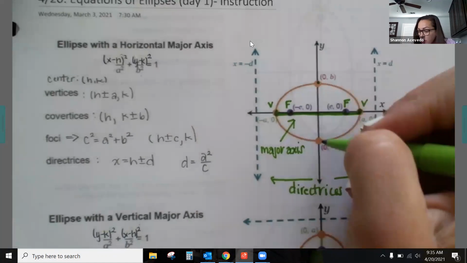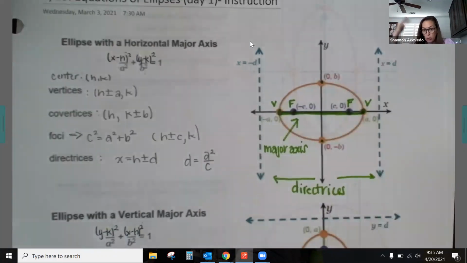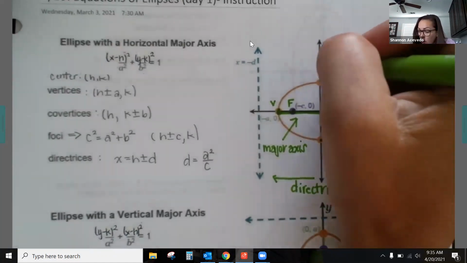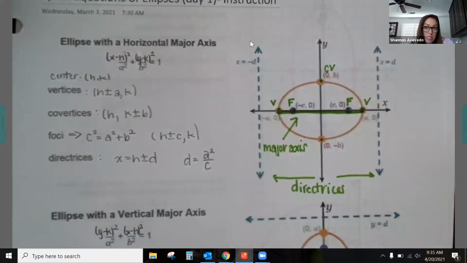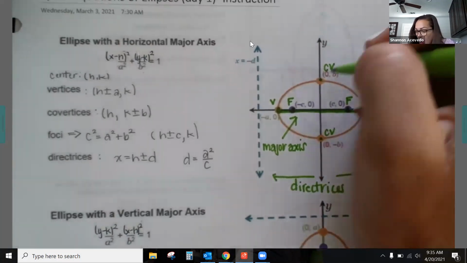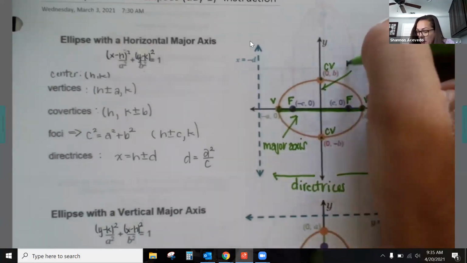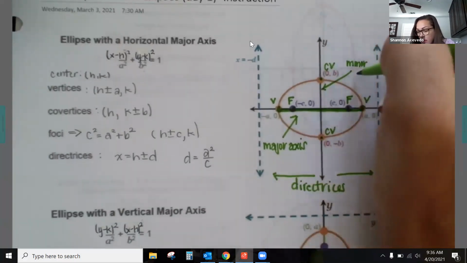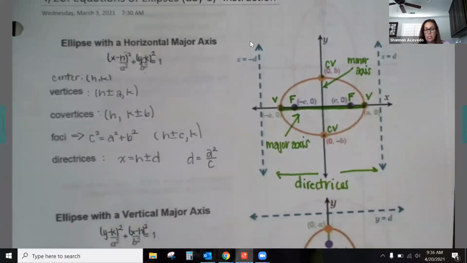Then these two points right here that are closer together are what we would call our co-vertices. I'll label those as CV throughout, co-vertices. And the co-vertices are on the minor axis. So the minor axis is always going to be smaller than the major axis. It's going to be closer together than our axis that's further apart.